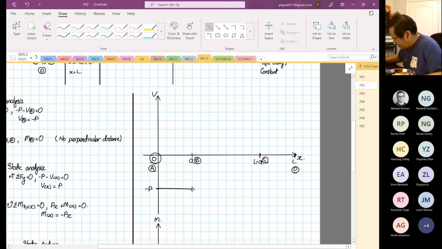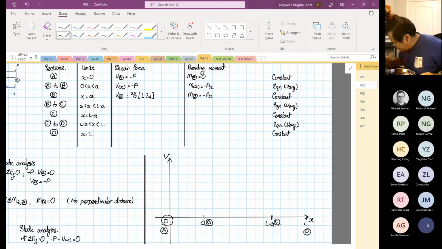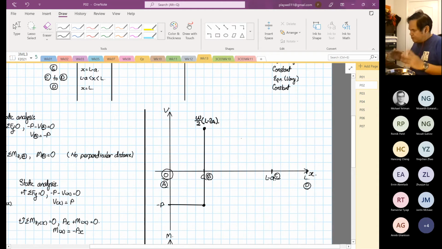However, at point B, you have the omega over 2L bracket L minus 2A, and it's positive, so it's going to go positive. So it's omega over 2L, L minus 2A. So it's going to go positive. So we have formed our shear force diagram up to point B.